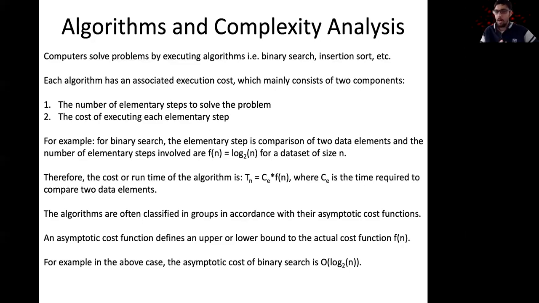But the CE part, the actual time to do the elementary step, comes from the hardware. If you are running it on a Pentium 1 processor, it will take a different amount of time compared to running the same step on a Pentium 4 or a supercomputer. That's why, when people classify algorithms, they say CE is machine dependent. We don't care about it. Mainly, how efficient is your algorithm? That's what we care about. So you basically give an order or omega type asymptotic cost.